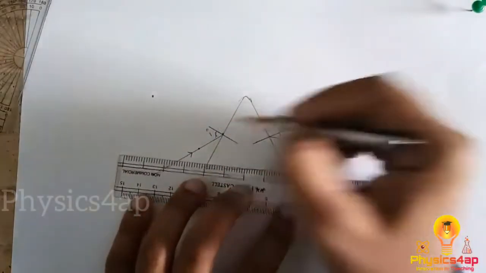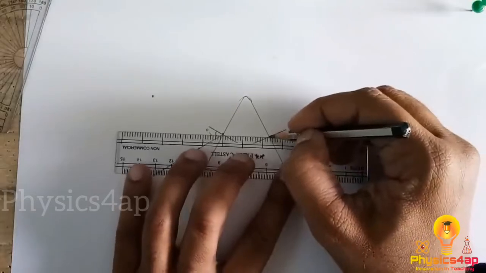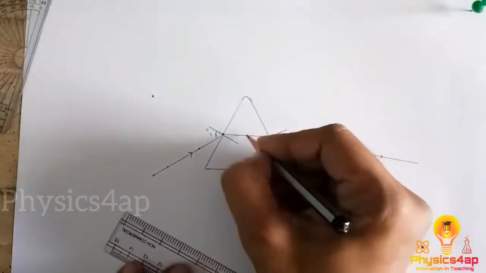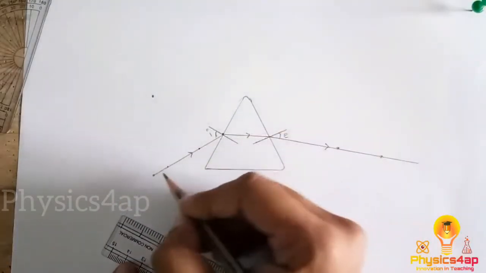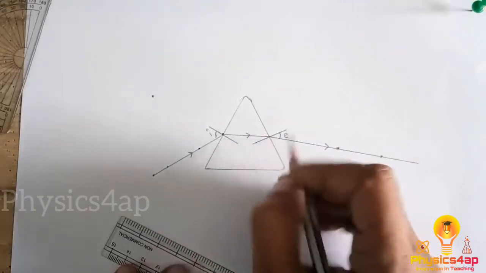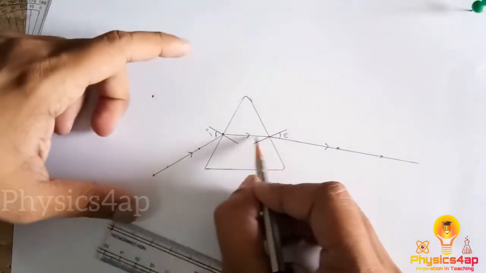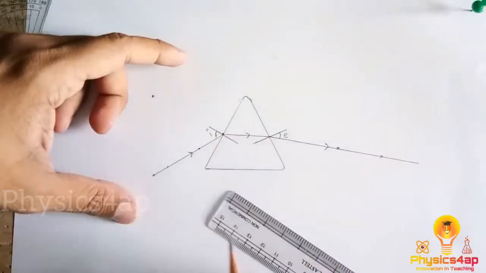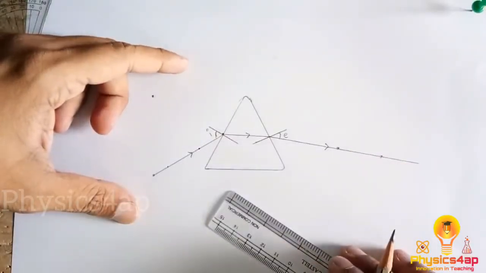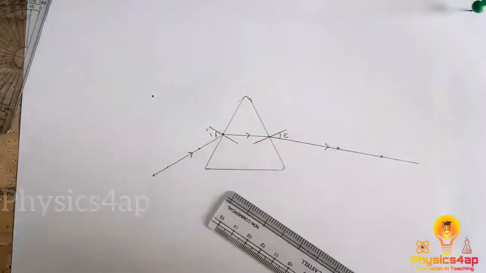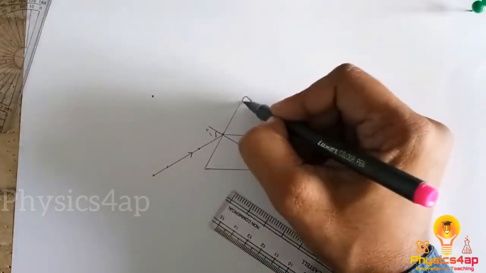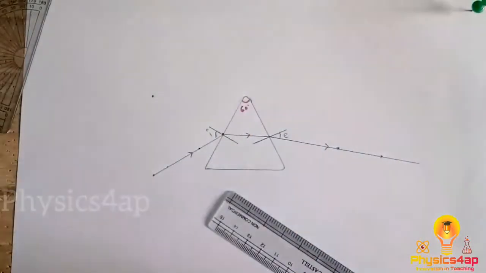Now I am going to join these 2 points, and this would be my refracted ray. Incident ray, refracted ray. Now you can see that instead of going straight, it is bending towards normal due to the refraction. Now our main task is to find the angle of deviation. We know that this angle is 60 degree, the angle of prism.